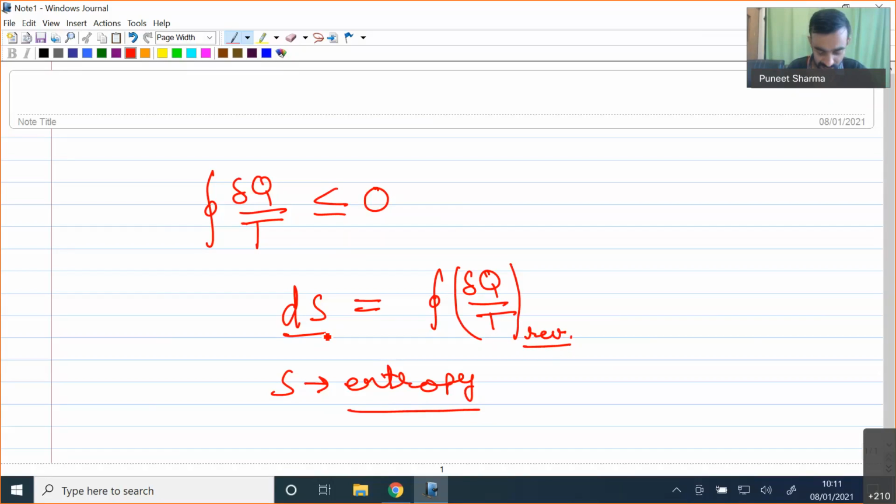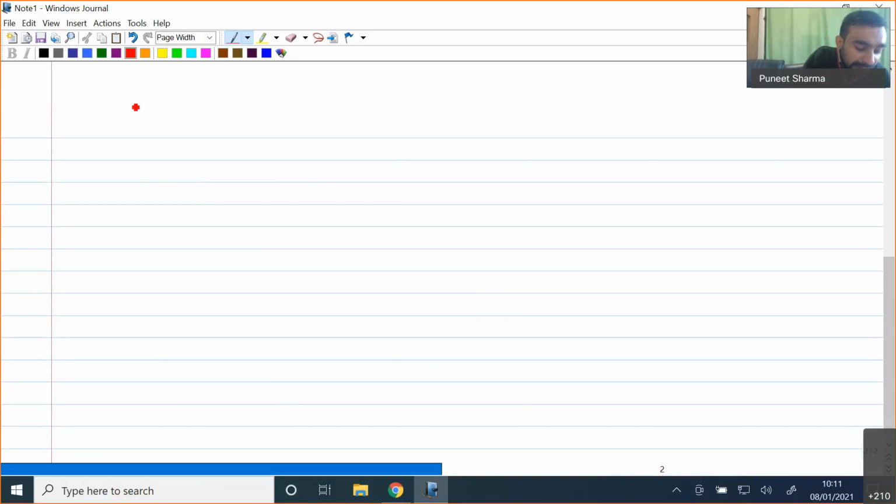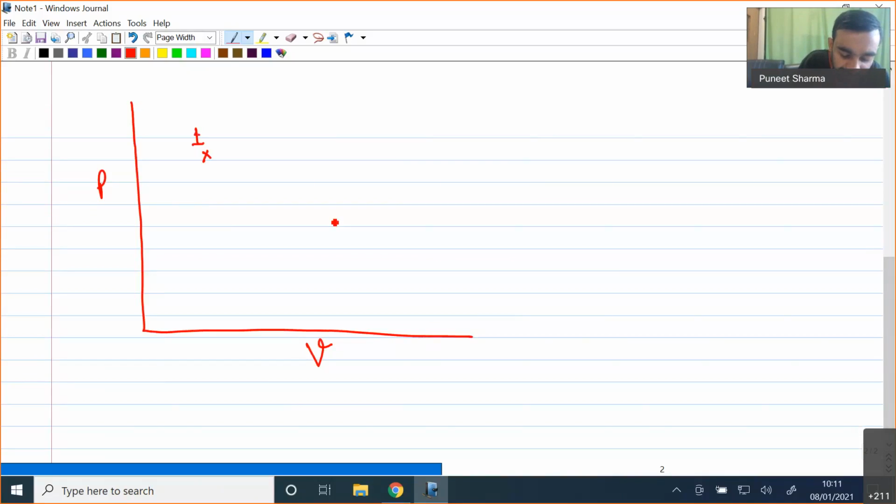So let me now prove this particular point, that why entropy is a property and does not depend upon the path. Let me consider a pressure volume axis. On this pressure volume axis, let us consider this is thermodynamic state number 1 and this is thermodynamic state number 2. One process has happened from point 1 to point 2, and let us consider the path taken by this process is A.